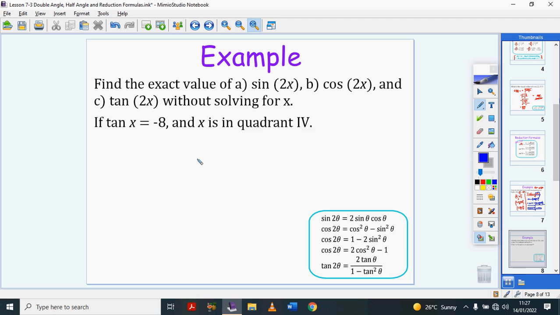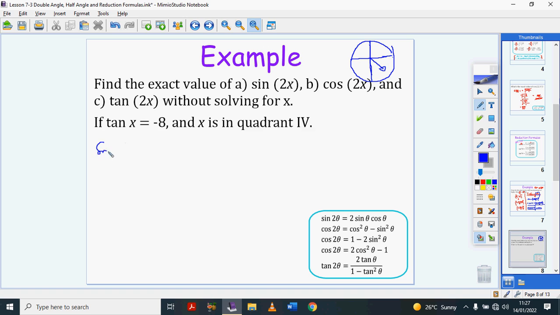Find the exact value of sine 2x, cosine 2x, and tan 2x without solving for x if tan x is equal to negative 8 and x is in the fourth quadrant. Okay, x is in the fourth quadrant, that's important. So that means the only thing that's positive is cosine, right? Everything else is negative. So they want me to find sine 2x. How am I going to do that?